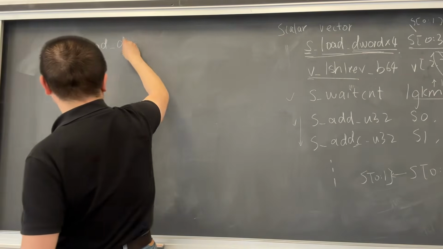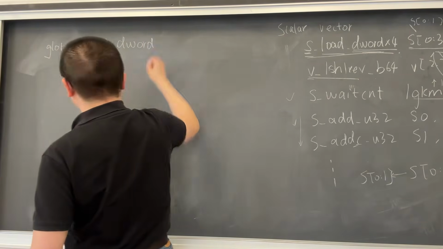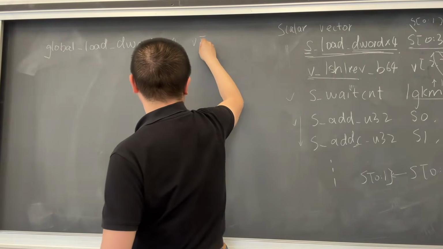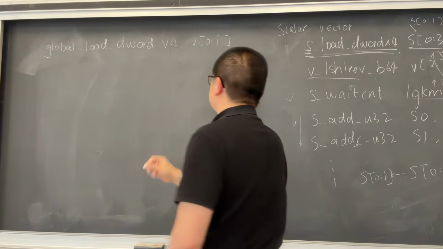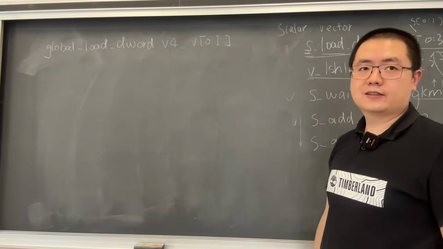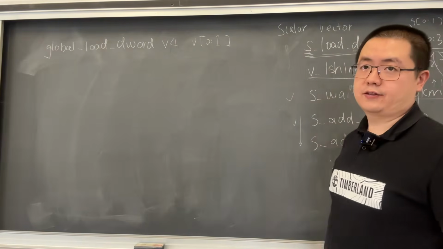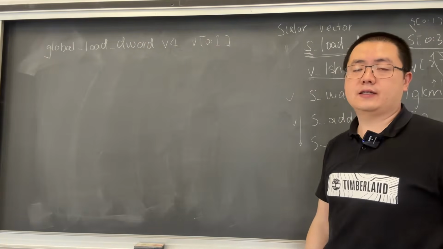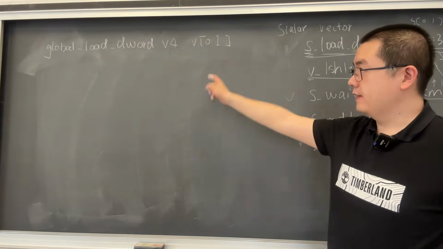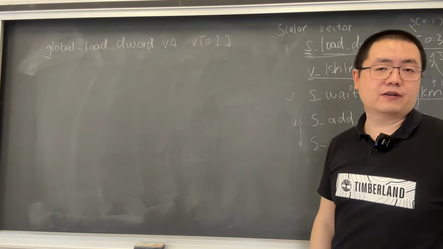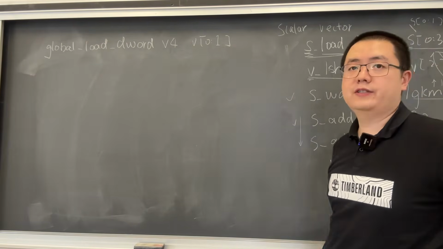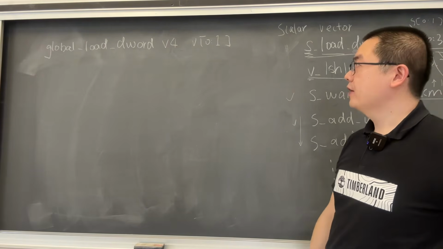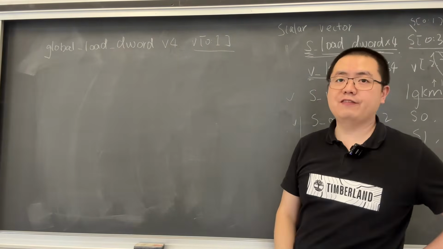Global load dword, where we're storing in V4 and our input is V0 and 1. No offset. Then you see, if it's an S instruction, it can only use S register. If it's a V instruction, it can use both S and V register. In that case, although it's not saying if it's a V or S instruction, since it's used the V register, it's a vector load.